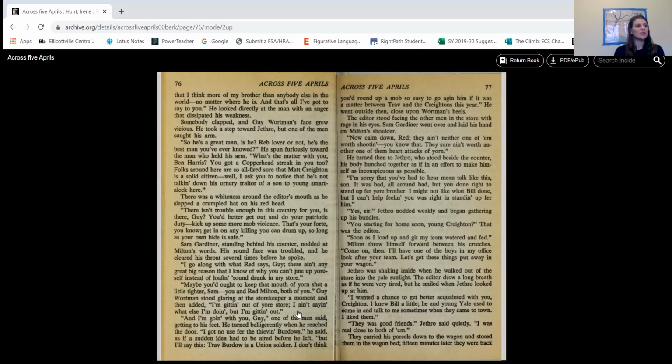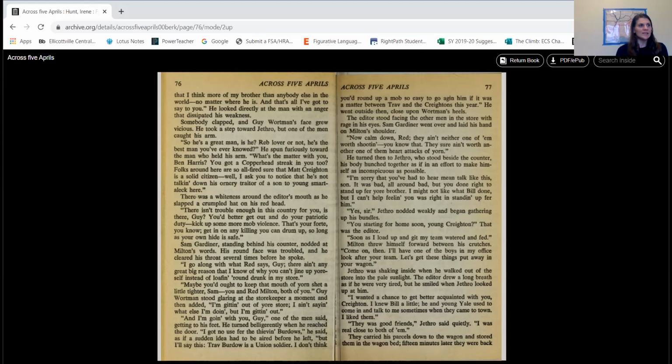Guy Wortman stood glaring at the storekeeper a moment and then added, I'm getting out of your store. I ain't saying what else I'm doing, but I'm getting out. And I'm going with you, Guy, one of the men said, getting to his feet. He turned belligerently when he reached the door. I got no use for thieving Birdows, he said, as if a sudden idea had to be aired before he left. But I'll say this, Trav Birdow is a Union soldier. I don't think you'd round up a mob so easy to go again him if it was a matter between Trav and the Crichtons this year. He went outside then, close upon Wortman's heels.